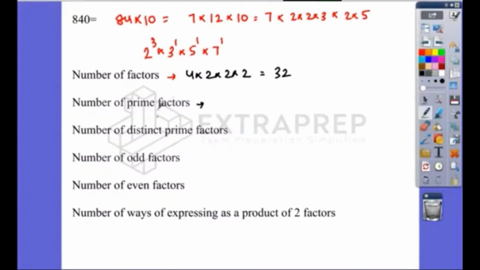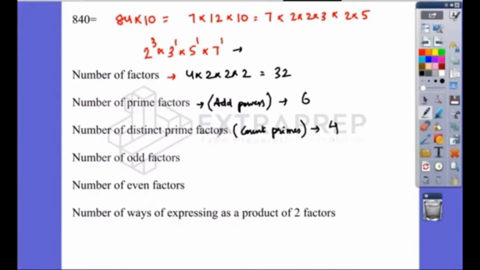Number of prime factors. When number of prime factors is asked, it means if you expand this, you get 2 into 2 into 2 into 3 into 5 into 7. So to get the number of prime factors, you basically have to add the powers. So 3 plus 1 plus 1 plus 1 is 6. Number of distinct prime factors, you will have to count the primes. How many different prime factors are there? There are 4. 2, 3, 5 and 7, right?